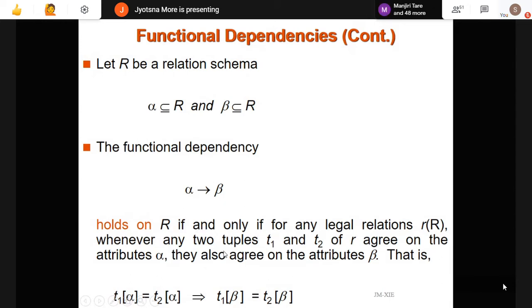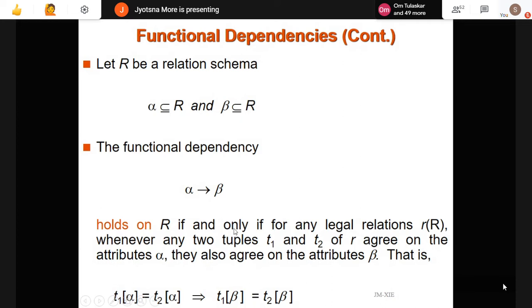This is a condition, and it is very important. This dependency is present only if for any legal relation R, whenever any two tuples T1 and T2 of R agree on the attribute alpha, they also agree on the attribute beta. That is, T1 of alpha equal to T2 of alpha implies T1 of beta equal to T2 of beta.